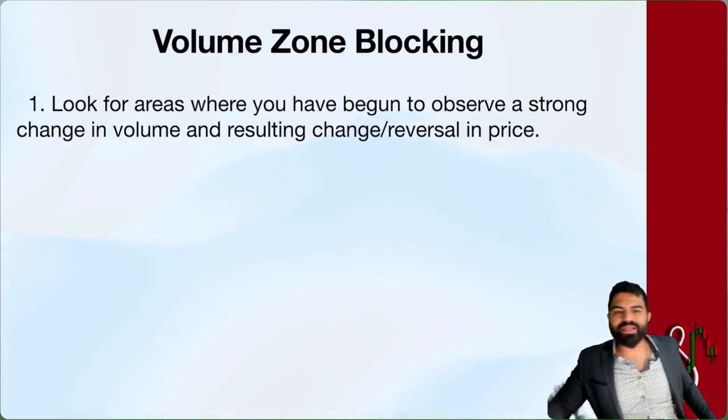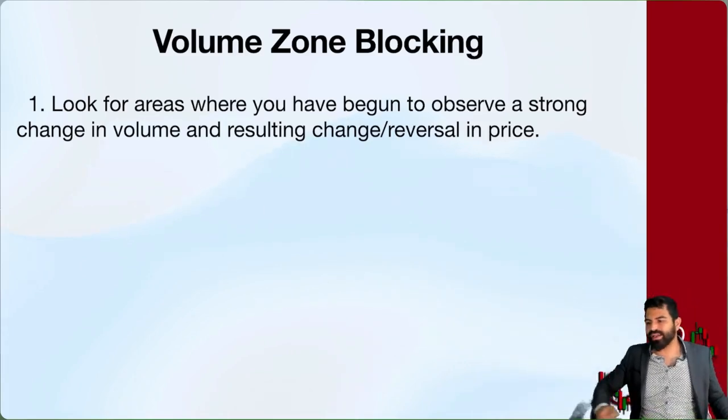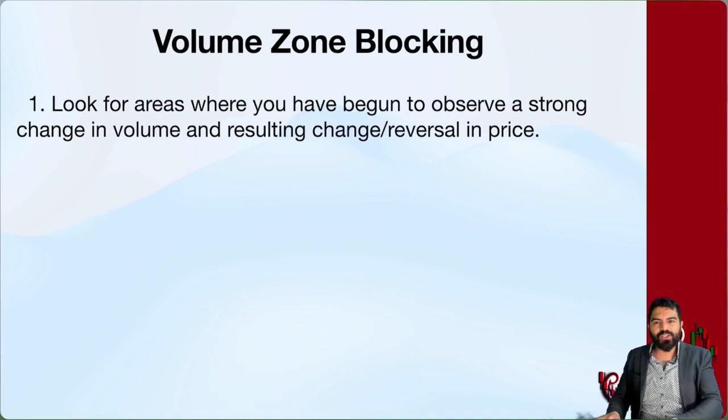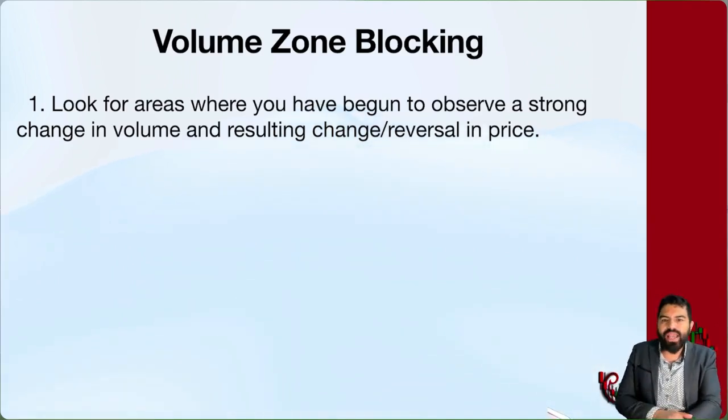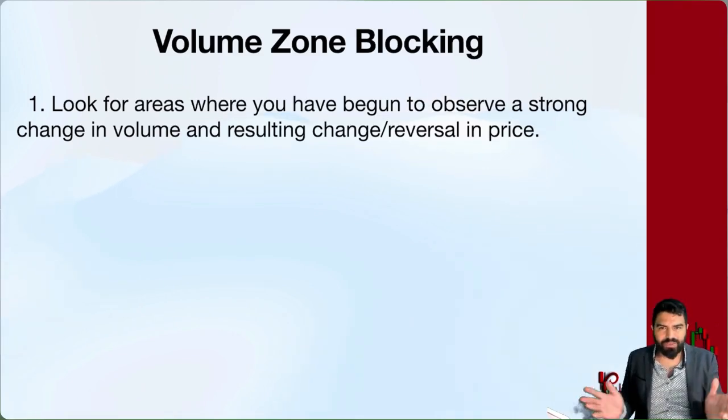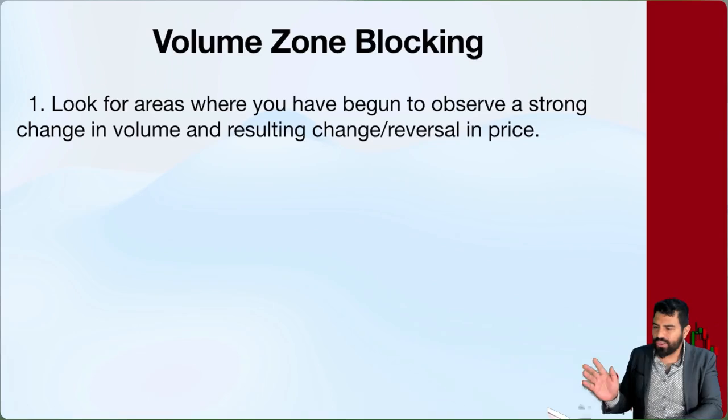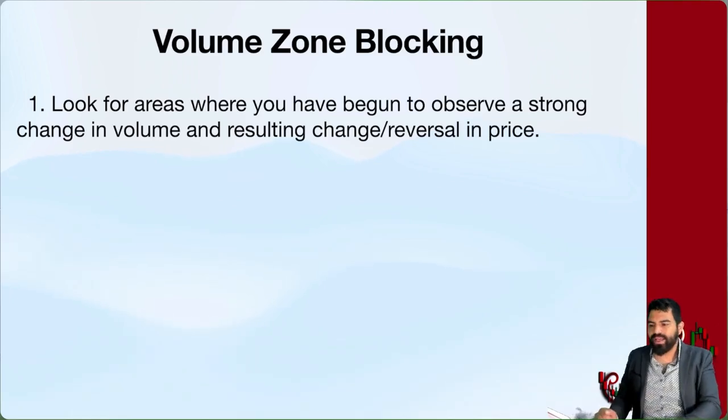All right, let's go a little bit slower now. Volume zone blocking. Number one, this is how to do it. We're going to be looking for areas where you have begun to observe a strong change in volume and a resulting change or reversal in price. Okay, so how to perform volume zone blocking: we're going to look for areas where you have begun to observe a strong change in volume, such as ultra high volume or ultra low volume, and a resulting change or reversal in price.